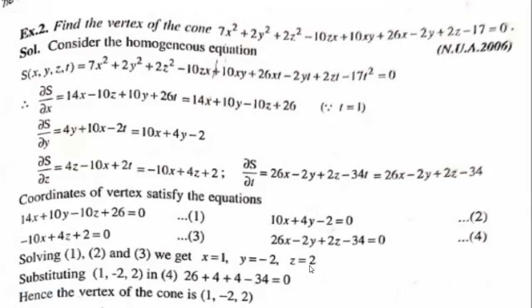And then substituting this x, y, z value in this equation, we get the equation gets satisfied. Hence, the vertex of the cone is nothing but 1, minus 2, 2.